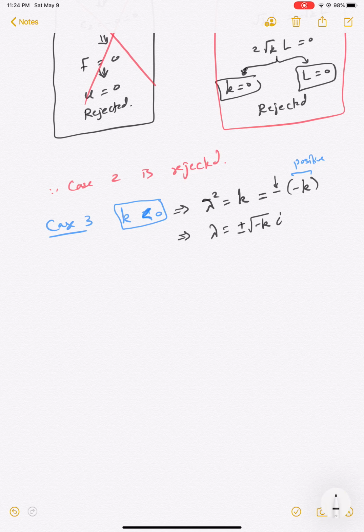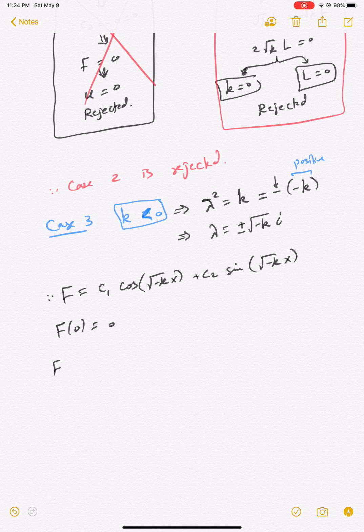Okay. So in this case, what is the solution? It will be a constant times the cosine of root negative k x plus another constant times sine of root negative k x. Again, we have two boundary conditions, f of 0 equals 0 and f of L equals 0. F of 0 equals, if you substitute, you get C1 equals 0 right away, right? F of L, what is f of L? It's C1 times cosine, but C1 is 0, so there is no need to write it. So you'll have C2 sine root negative k L equals 0.